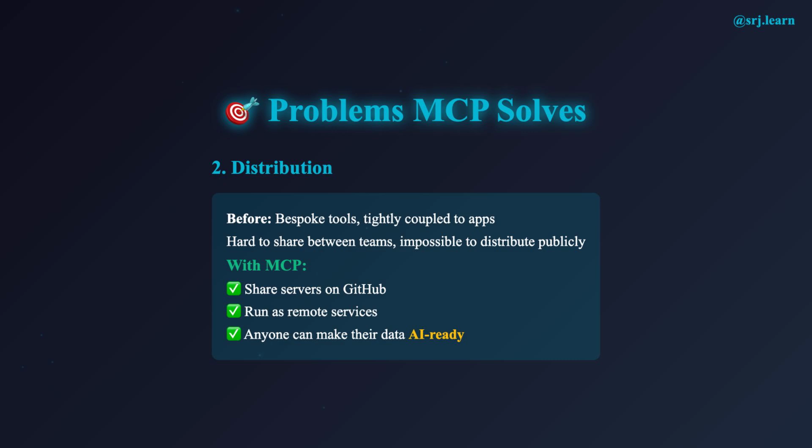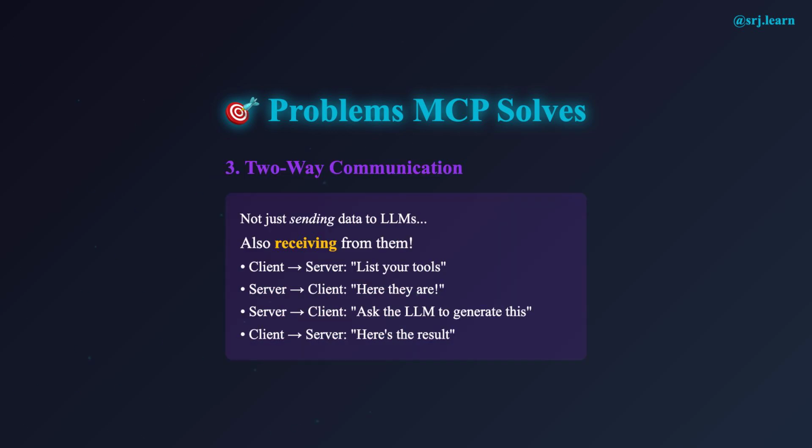Second, distribution. Before MCP, tools were bespoke and tightly coupled to applications. Hard to share between teams, impossible to distribute publicly. With MCP, you can share servers on GitHub, run them as remote services, and anyone can make their data AI ready. Third, two-way communication. MCP isn't just about sending data to LLMs, it's also about receiving from them.